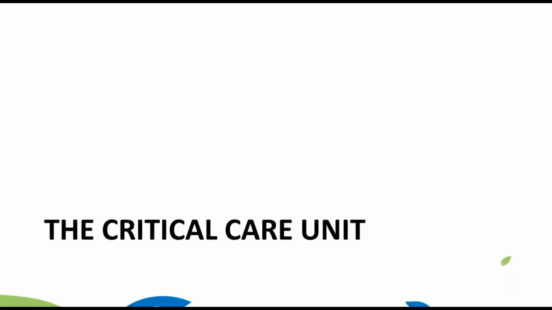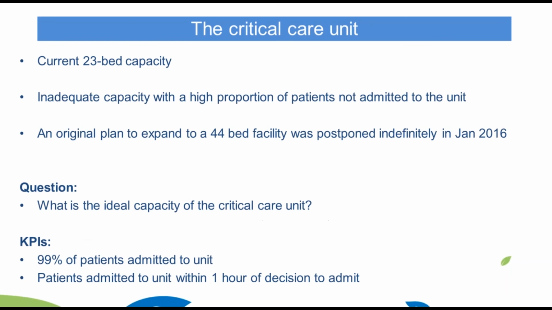We'll move on to another unit, which is probably more central to the running of the acute hospital, which is the critical care unit. Just as a bit of background, it's currently at 23 beds. Again, inadequate capacity, and again, Carolyn alluded to the fact that we're really under pressure. The population boomed, and a lot of the bed capacity in our system was just not enough.